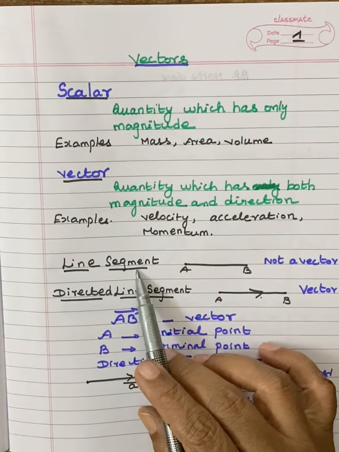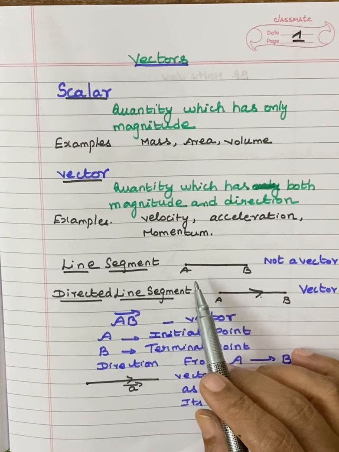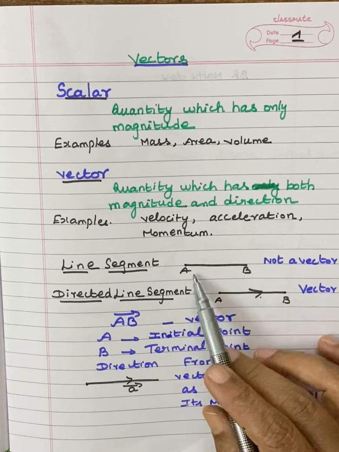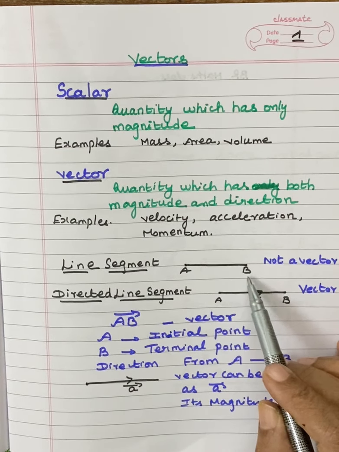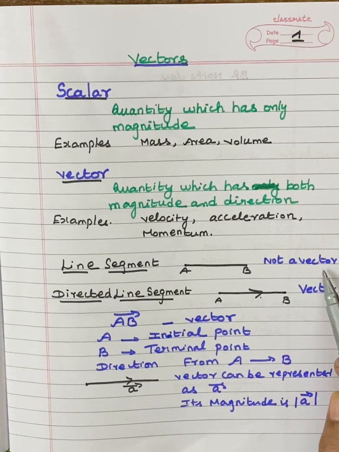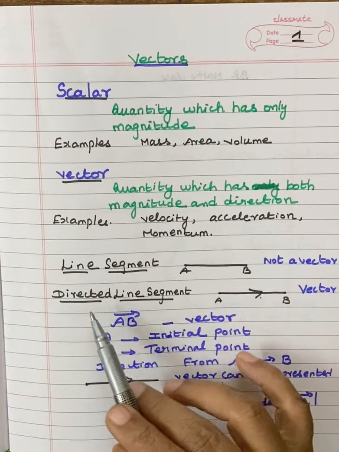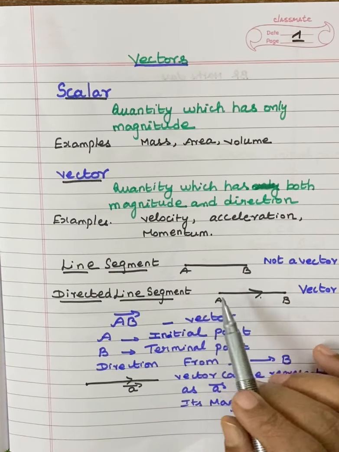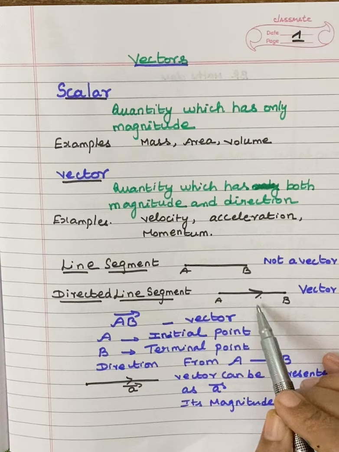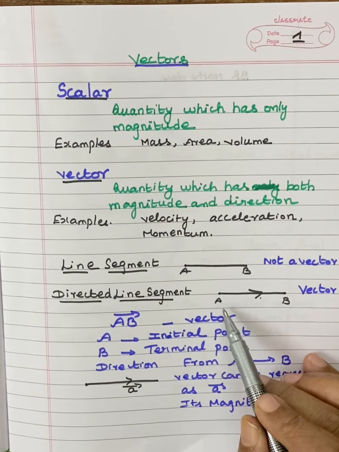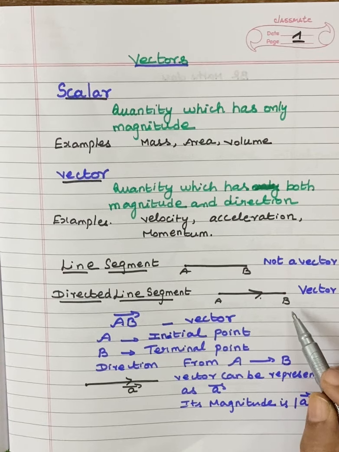A line segment. You have learnt in 6th standard. AB, both end points. This is a line segment. This is not a vector because AB has only length. Directed line segment. This arrow represents the direction from which to which it goes. A is a starting point called initial point. B is a final point.